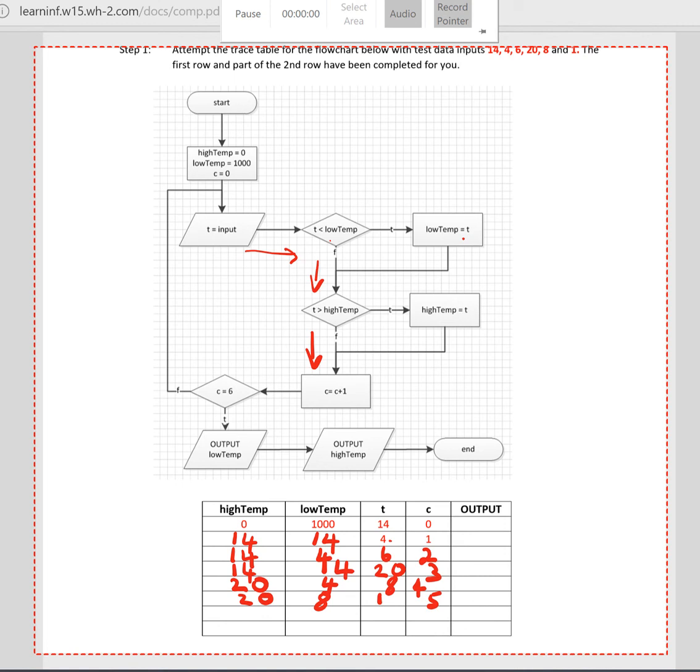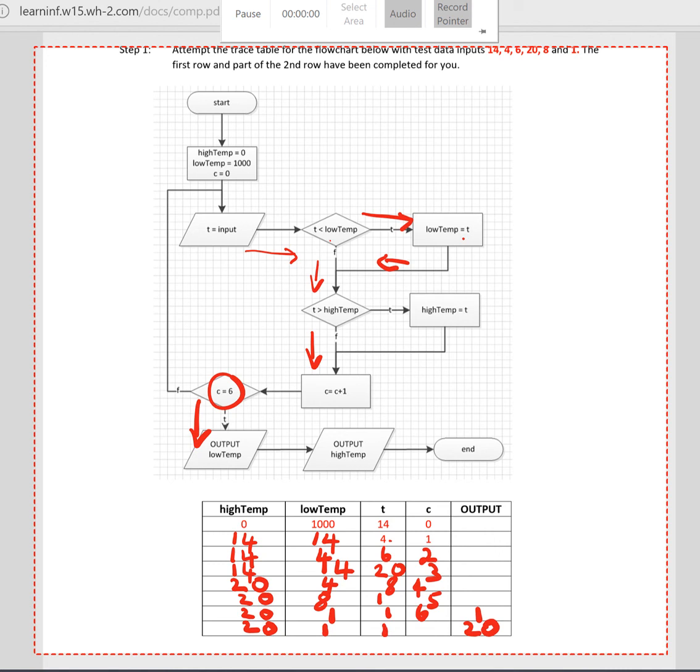My final temperature of 1 comes in. It is, in this case, lower than the low temperature, so I follow that here. And that becomes 1. And then there's no more T's, that's 1. C is now 6. So when C gets to 6 here, I output the low temperature. So I'm outputting the low temperature of 1. And then I'm going to output the highest temperature, which is 20.